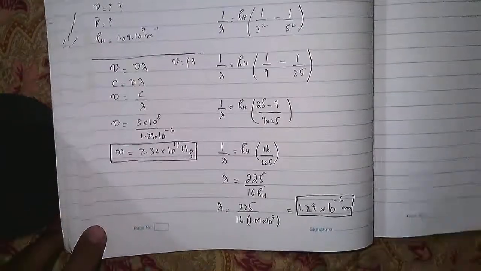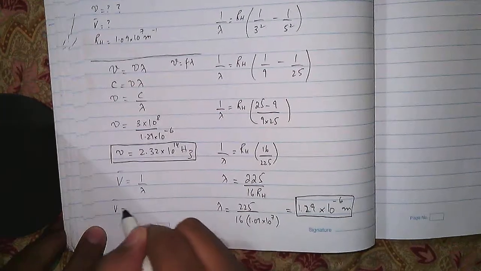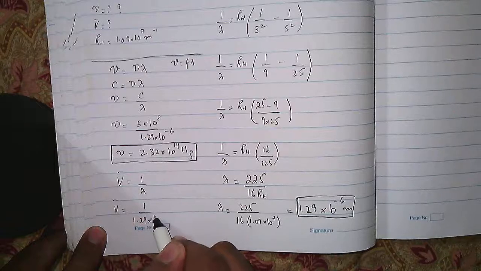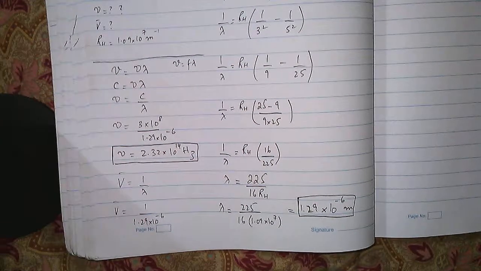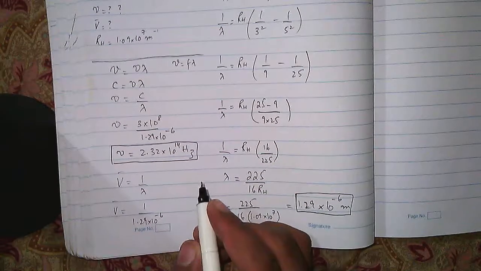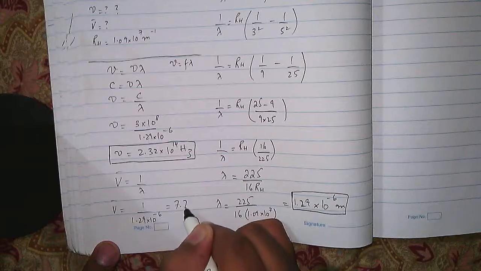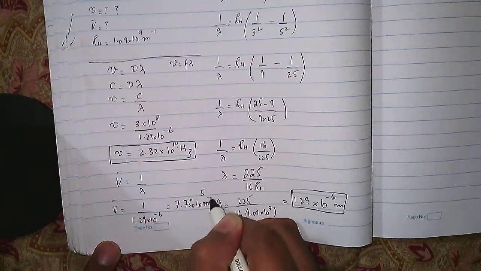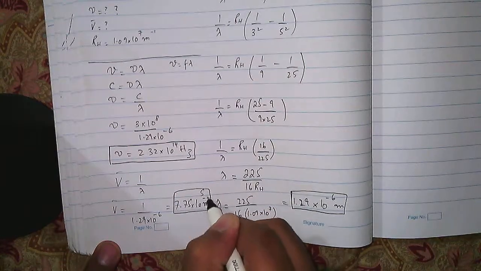Now what is wave number? Wave number is actually the reciprocal of wavelength. So wave number will be equal to 1 upon 1.29 exponent minus 6, which will be equal to 1.29 exponent minus 6 reciprocal, that will be 7.75 exponent 5 meter inverse. This is the answer of wave number.